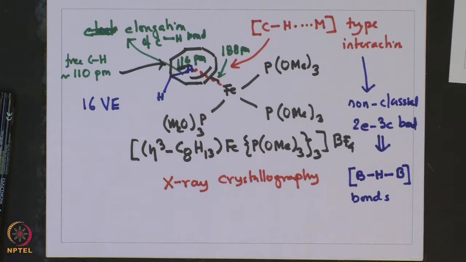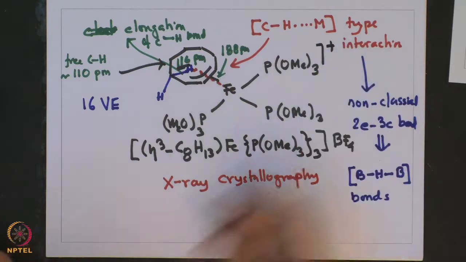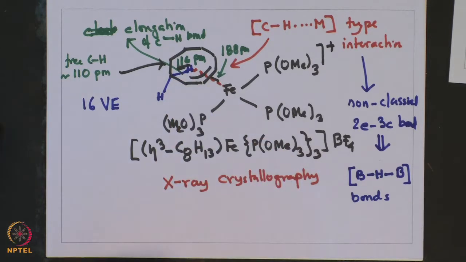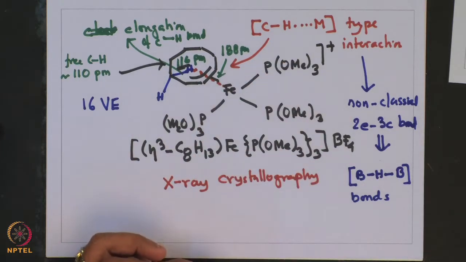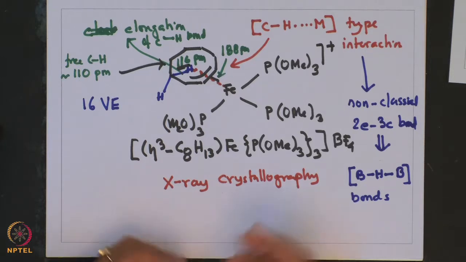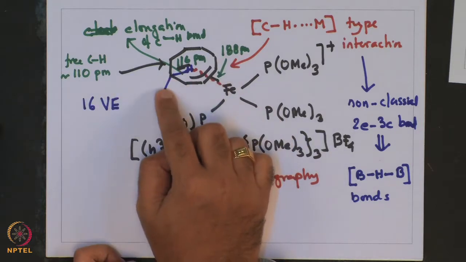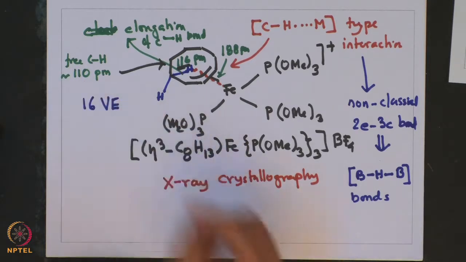So, the X-ray structure of this compound proved the presence of Agostic interaction. It also showed that as a result of Agostic interaction, the CH bond undergoing the Agostic interaction has increased its length to 116 picometer with respect to, let us say, a CH which does not undergo Agostic interaction, which would have an average bond length of 110 picometer.